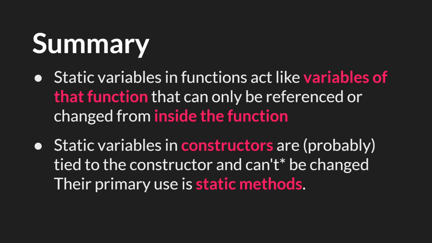So, in summary, static variables in functions act like variables of that function that can only be referenced or changed from inside of the function. Static variables in constructors are tied to the constructor and can't be changed from inside of the structs that they create. And their primary use is creating static methods, so that each struct doesn't have to have copies of all of the methods that it uses inside of itself. And it can just refer to the one set of static methods created in the constructor.